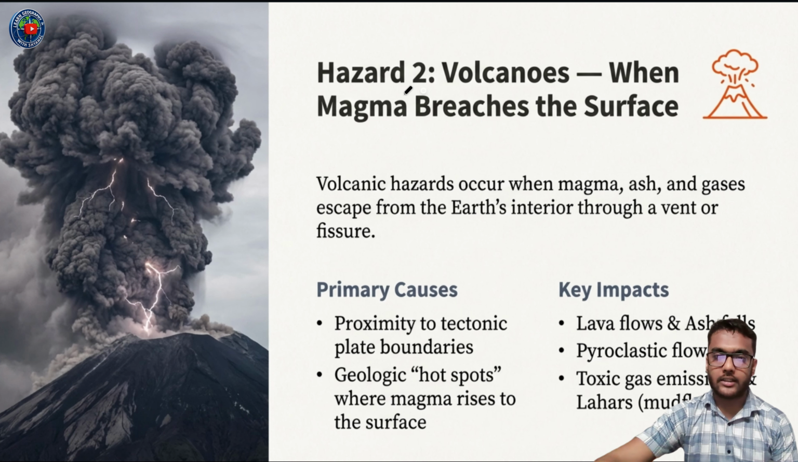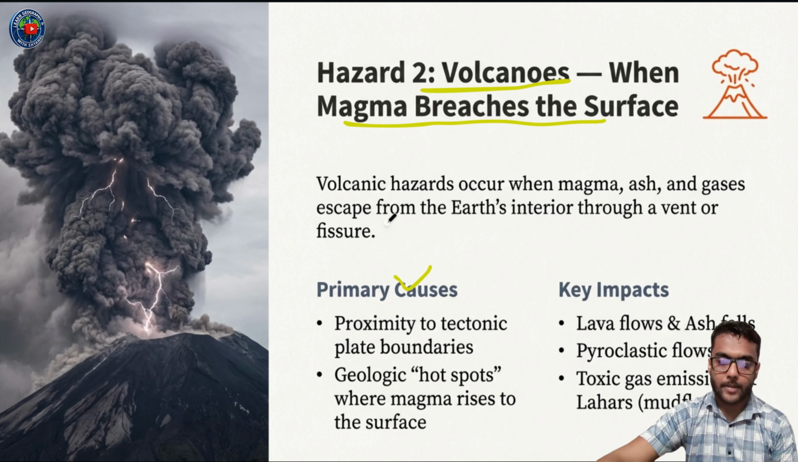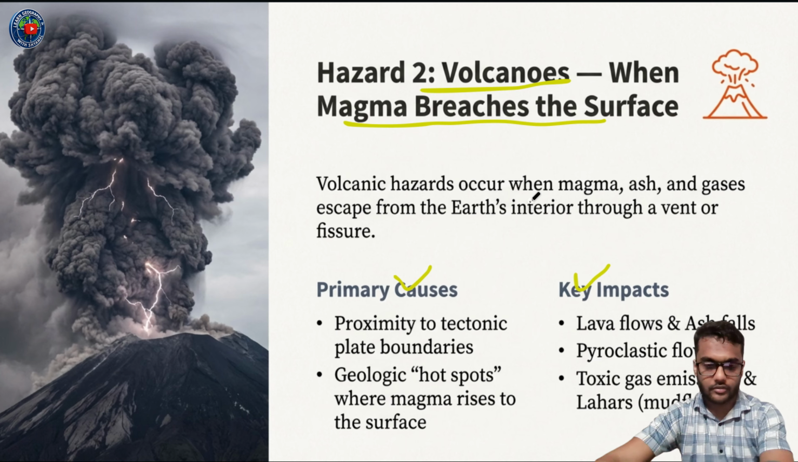Now, the second hazard is volcanoes, when magma breaches the surface. Volcanic hazards occur when magma, ash, and gases escape from the Earth's interior through a vent or fissure. Primary causes are proximity to tectonic plate boundaries and geologic hotspots where magma rises to the surface. Key impacts are lava flows and ash falls, pyroclastic flows, toxic gas emissions, and lahars, that is mud flows.